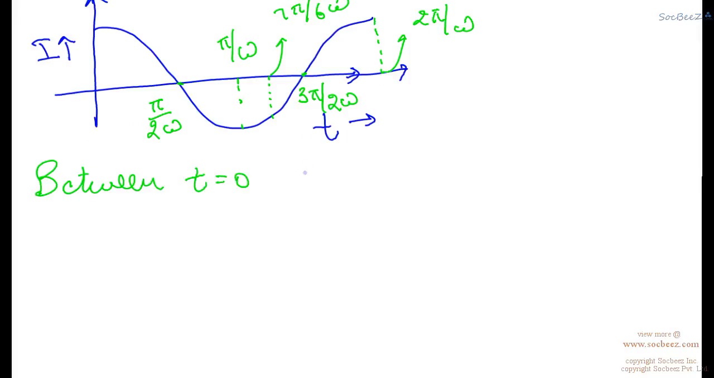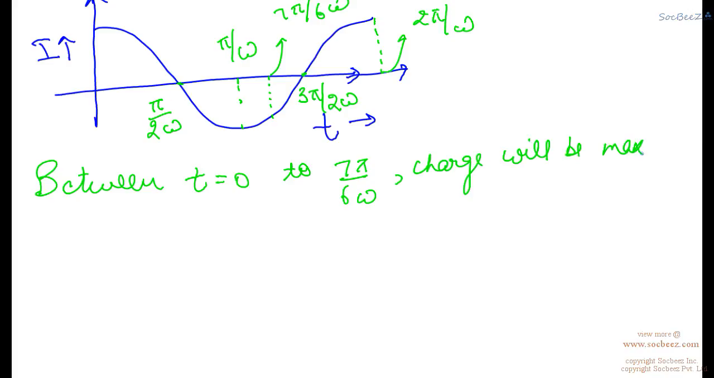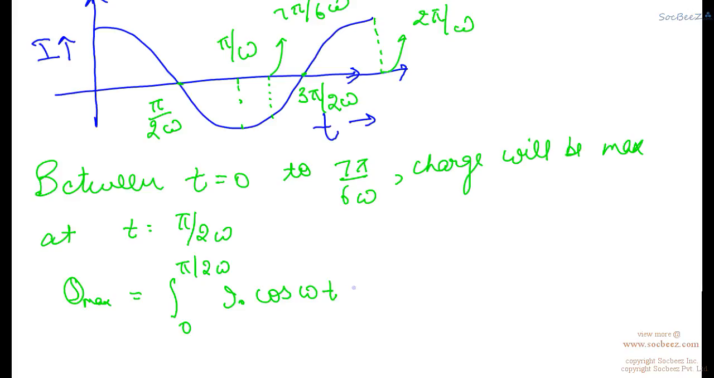Now between t equals 0 to 7 pi by 6 omega, charge will be maximum at t equals pi upon 2 omega. So charge becomes maximum where current is 0, because dq by dt here becomes 0. Therefore at t equals pi by 2 omega, the charge will be maximum, and the maximum charge will be equal to integration from 0 to pi by 2 omega of I0 cos omega t dt.